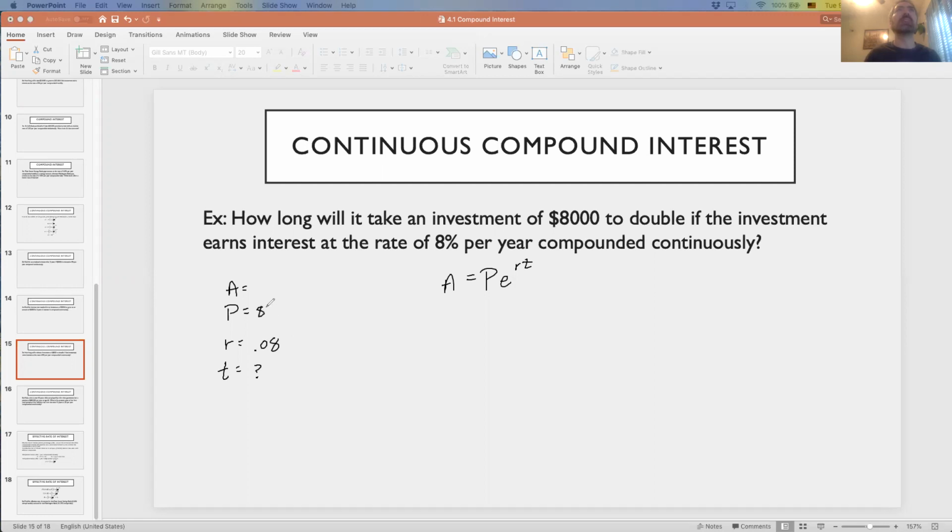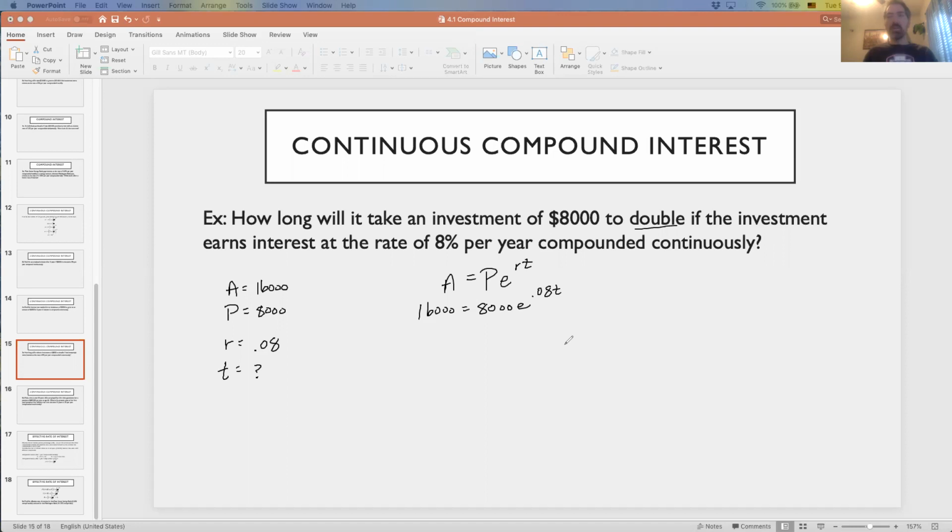The principal is 8,000. Now they don't give us the accumulated amount. They don't give us A. They only tell us that we want the initial investment to double. Well, if the initial investment is 8,000, then double that would be 16,000. And it really doesn't matter what that initial principal is. I'll show you what that looks like in the formula. But for now, we'll put the 16,000 equals the 8,000 times e to the 0.08t. Again, the variable is in the exponent position.